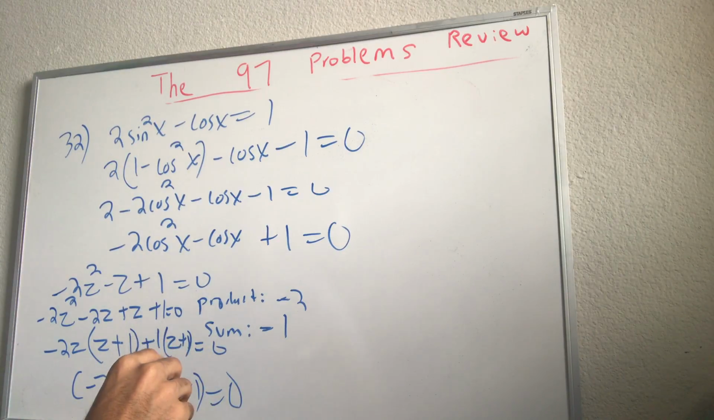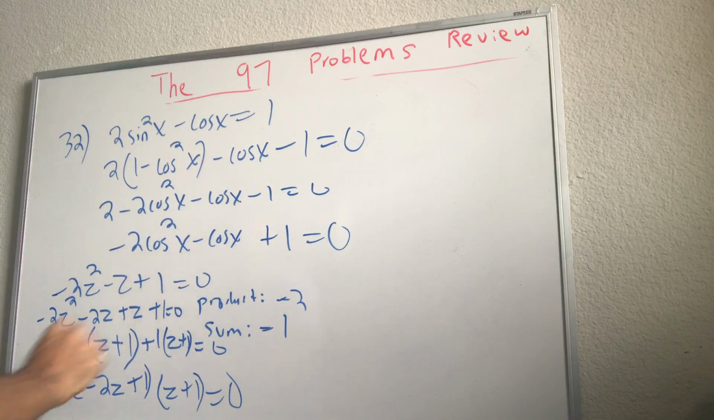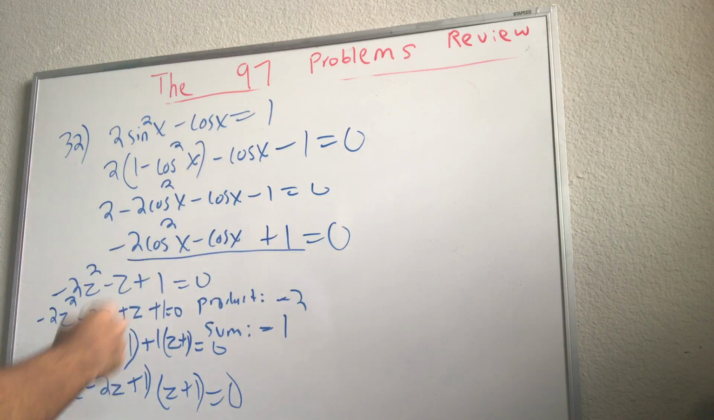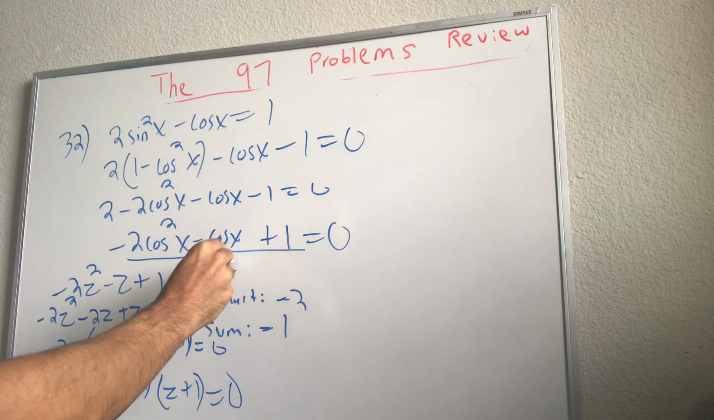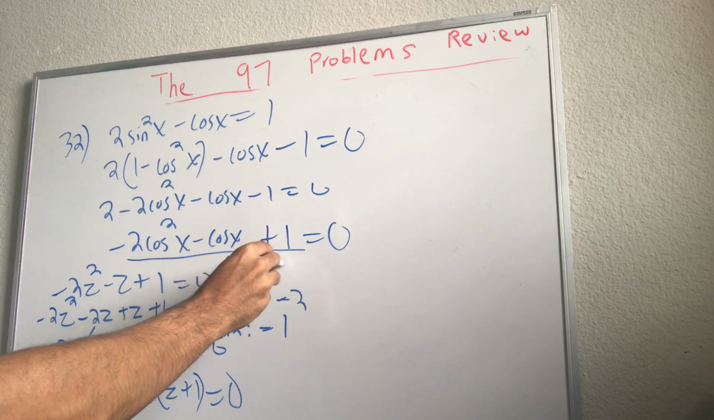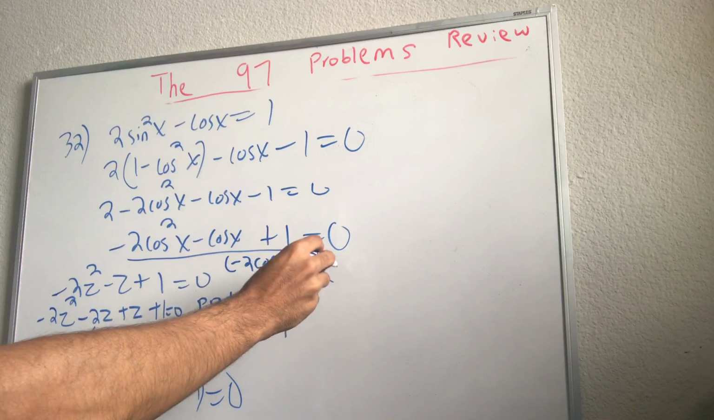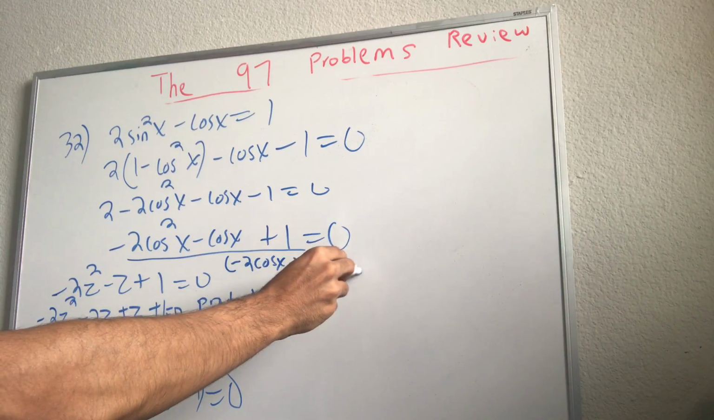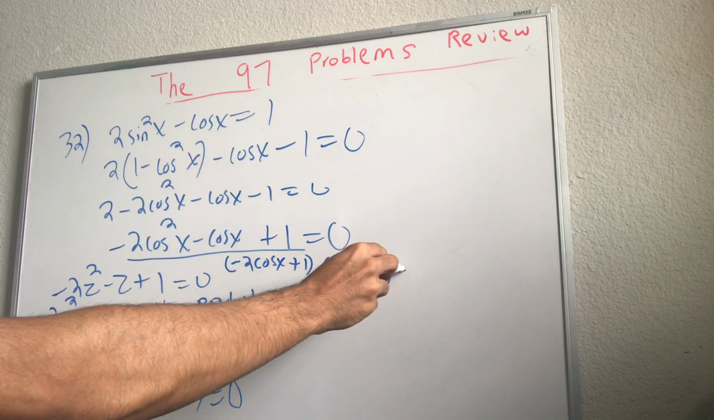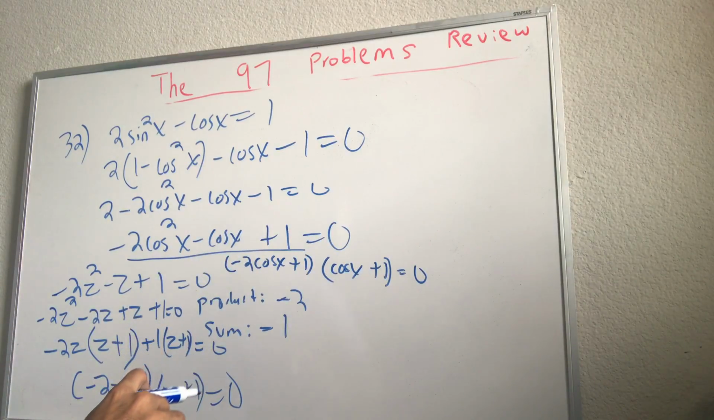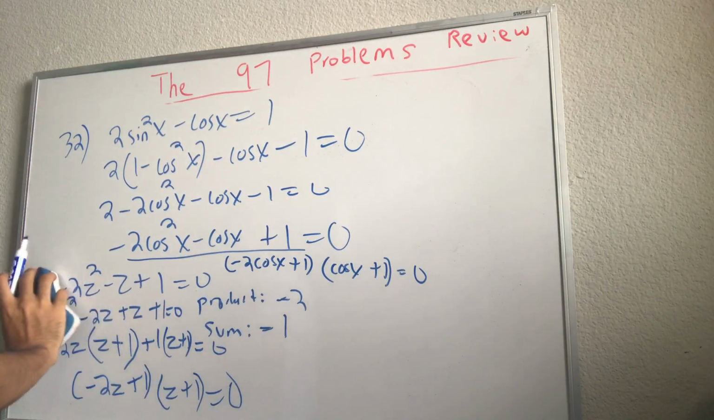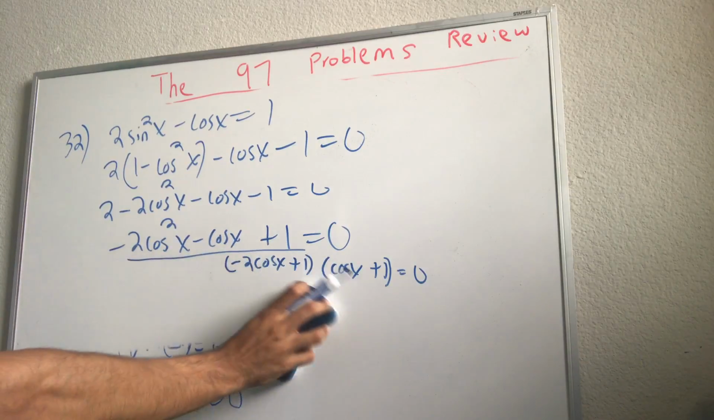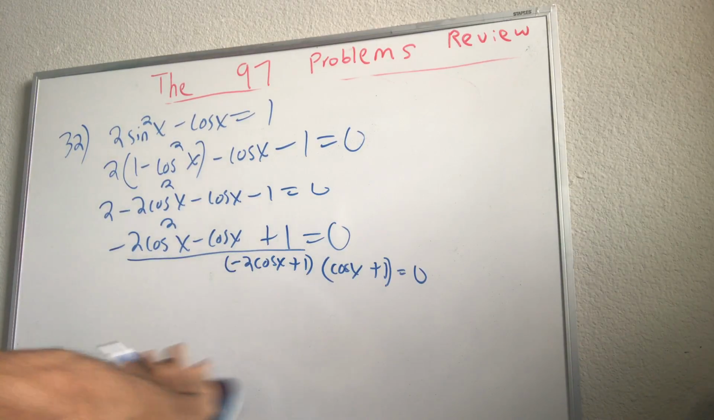And now looking at this, we can obviously solve for z, but we know this is our equation, so we can write this in terms of cosine of x now. So we get negative 2 cosine of x plus 1 times cosine of x plus 1 is equal to 0. So this is what we're looking at at this point, right? And obviously that is equal to 0, so I can just erase this quickly. So this is what we have over here.